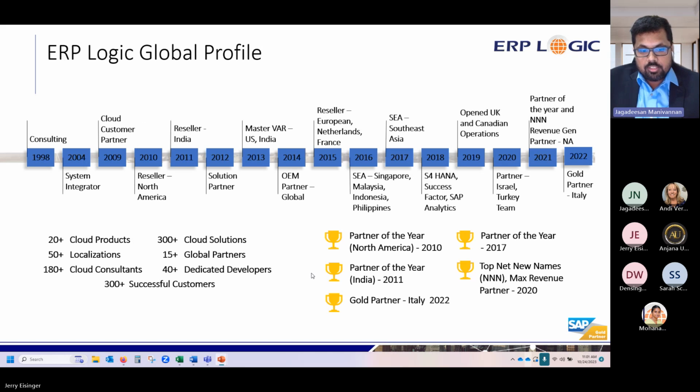Okay. About ERP logic, we started in 1998. We have done various SAP solutions, including for small, mid-size, and large enterprise companies. We have done various implementations. We have offices in the US headquarters, and we have offices in Canada and Europe. Within Europe, we have offices in Netherlands, Italy, UK, France, and even in Australia. And we have a big team in India. So we have a global presence.